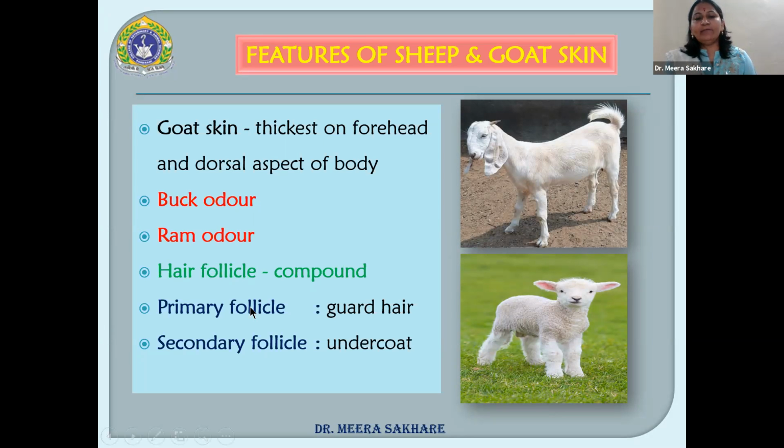Also, it has primary follicles and secondary follicles. It is divided into two parts. The primary follicle mainly protects the skin of the animal. And the secondary hair follicle is known as the undercoat, which is required for the preparation of some cosmetic material like shawls and mufflers. These winter wear articles we can prepare from the mohair or angora breed of goat, especially. So these are the typical characteristics of sheep and goat skin.